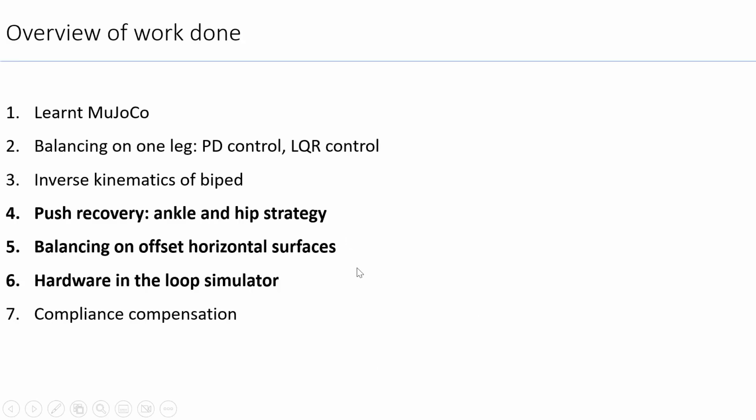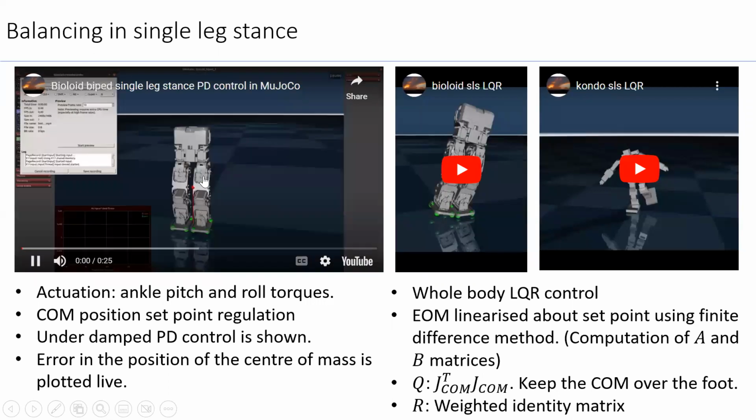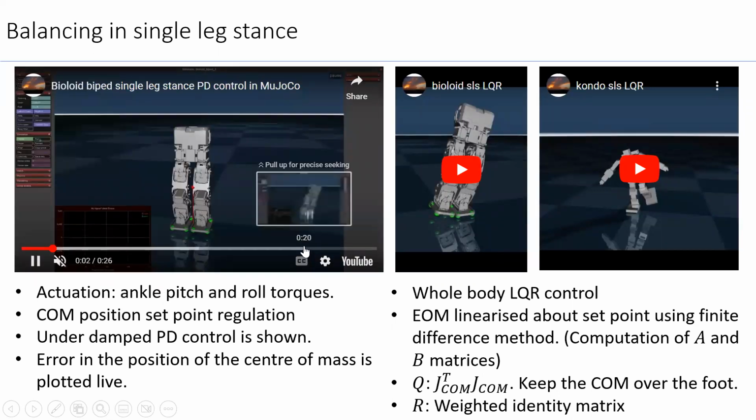So I have been working towards the goal of push recovery control of a biped with its legs on offset horizontal surfaces. I am also developing a hardware in loop simulator. I have been using MuJoCo for all my dynamics and control computations.